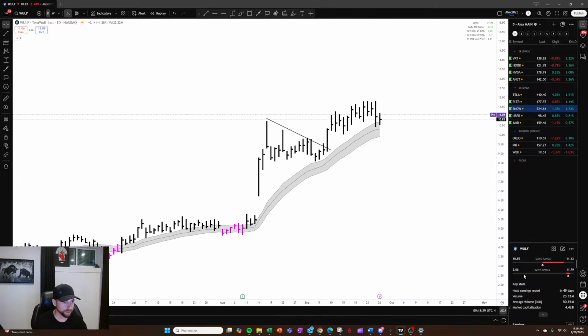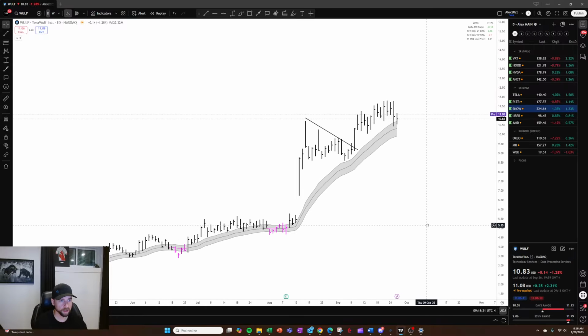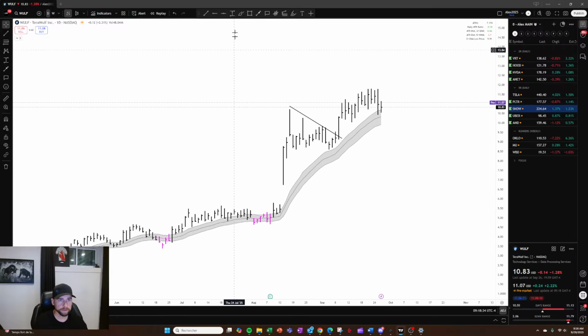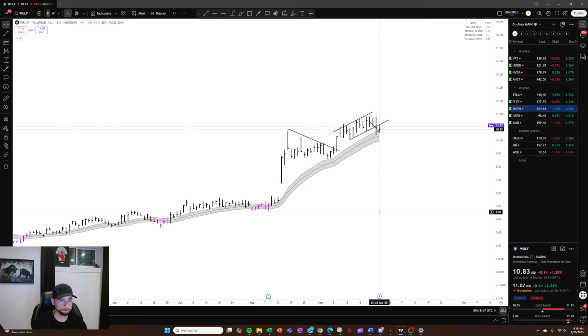Yeah, I have a hard time with those names, to be honest. It's kind of wedging up as well. So usually when you get those wedge ups, you have those shakeouts, you have kind of that retest. I don't know. I wouldn't call that an A+ setup. And it's weekly extended as well.